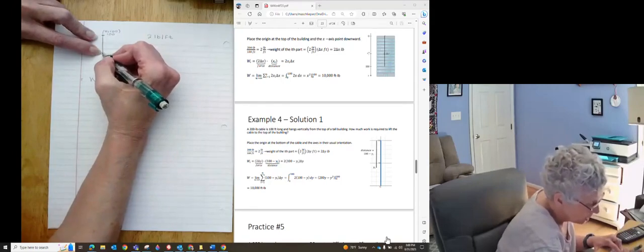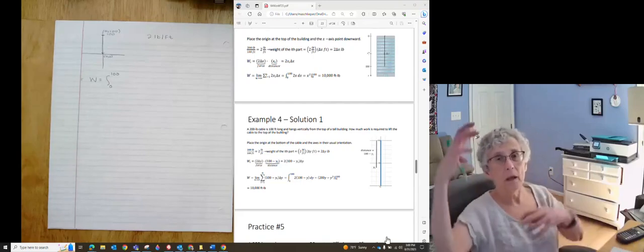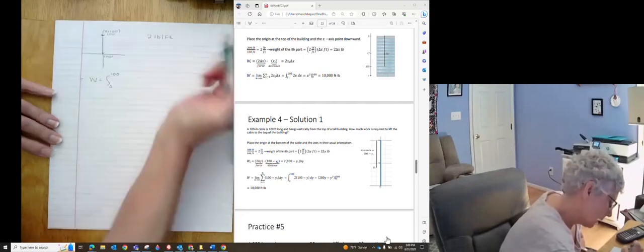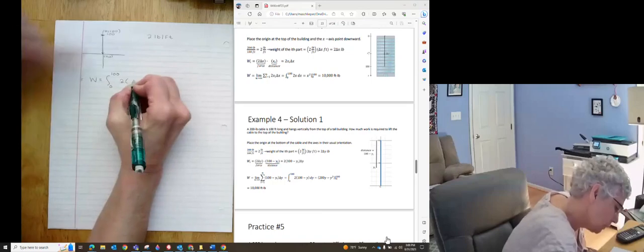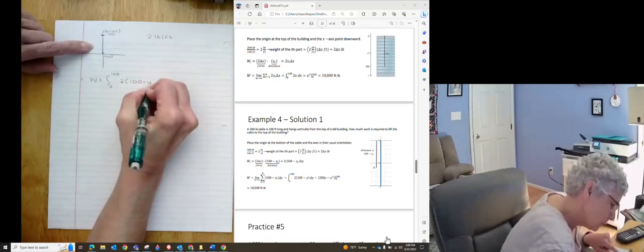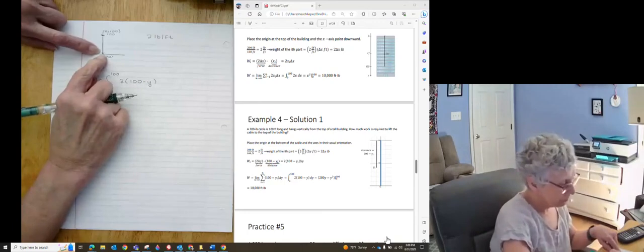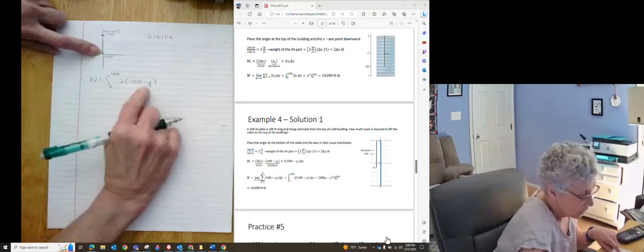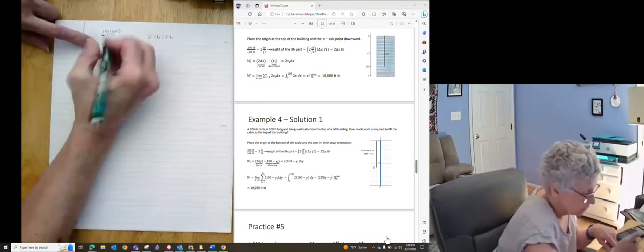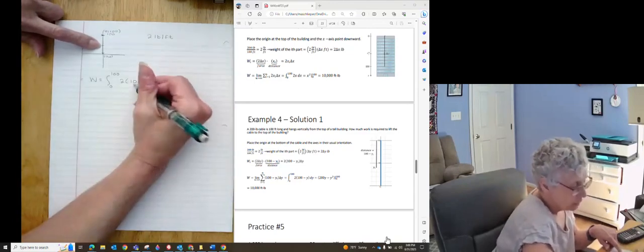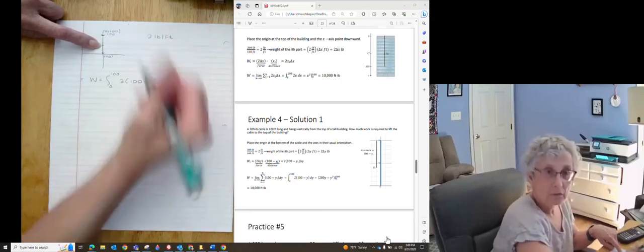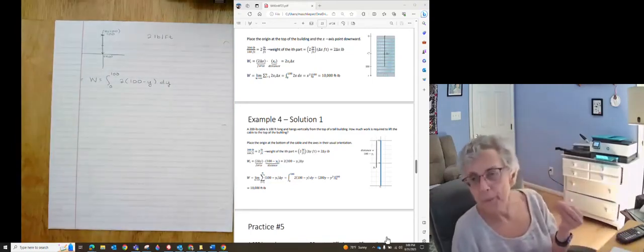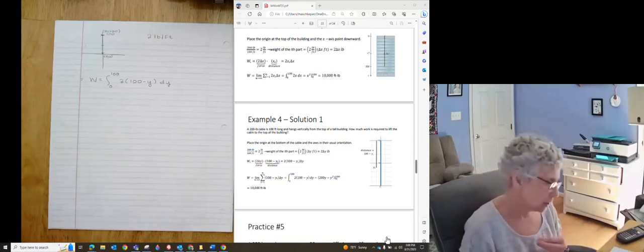Now when we're here at 0, we have the entire weight of the cable. So it's 2 times 100 minus y. Because when y is 0, the weight is equal to 0. 100 minus 0 times 2. When we get halfway up, then we do 100 minus halfway times 2. So we end up with the same answer. It just looks a little different.